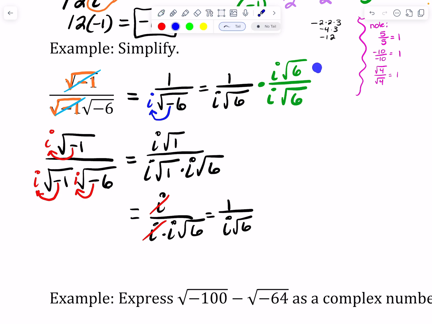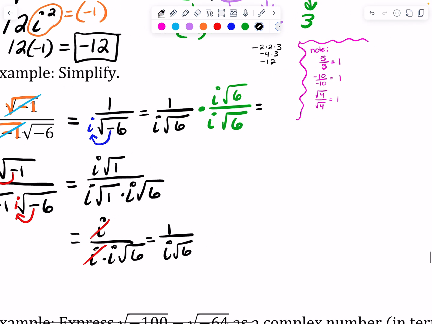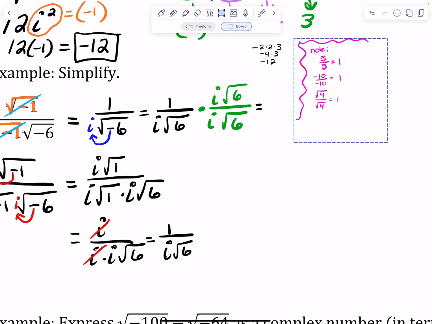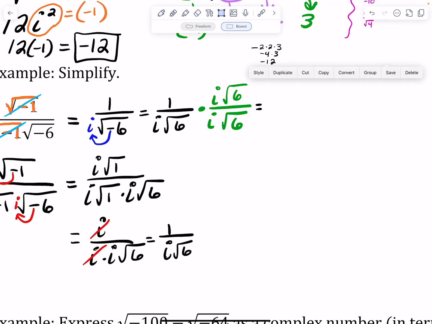Now, what is anything divided by itself equal to? So we know that this fraction here equals 1. So we're really just changing the format of this fraction, not the value of it. So when we do this, we end up with, let me move this again. We end up with top times top and bottom times bottom.